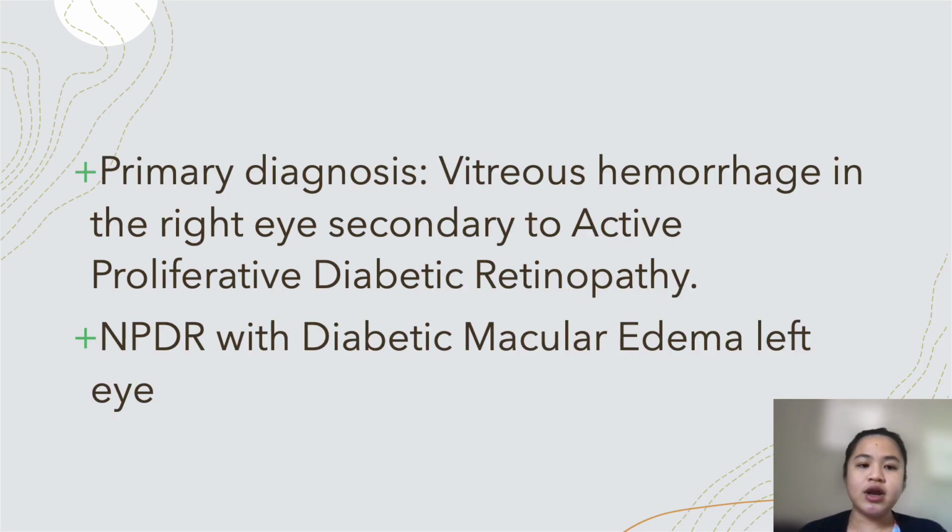So the doctor's primary diagnosis is vitreous hemorrhage in the right eye, secondary to active proliferative diabetic retinopathy, while the left eye has non-proliferative diabetic retinopathy with diabetic macular edema.